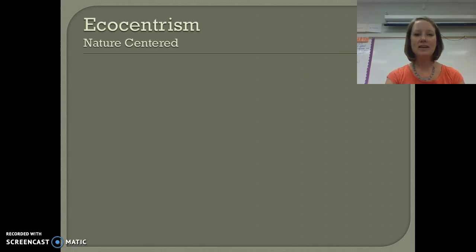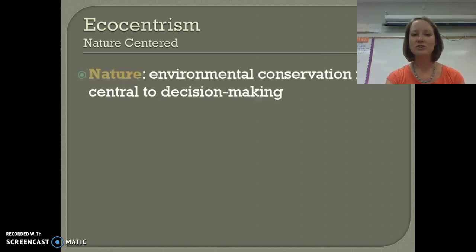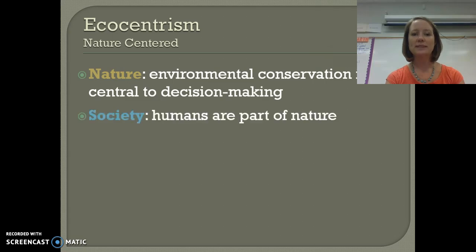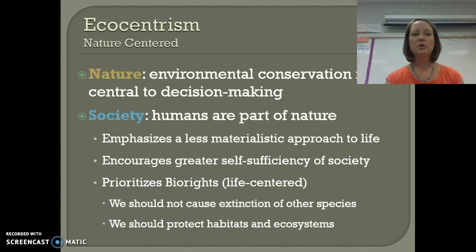All right, so looking at ecocentrism first, that's the nature-centered. It's the idea that any decision we make, we need to make sure that we are conserving the environment in the process. It's the idea that humans are part of nature. So we want to live less materialistically. We want our society to be more self-sufficient. What that means is we have less inputs, less outputs. So we're using fewer resources, creating less waste.